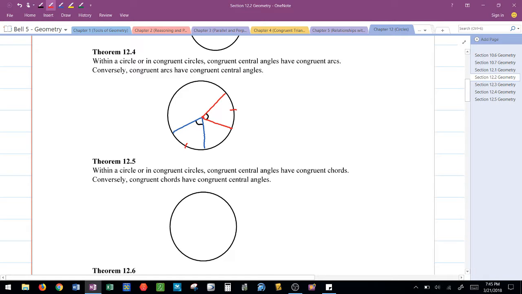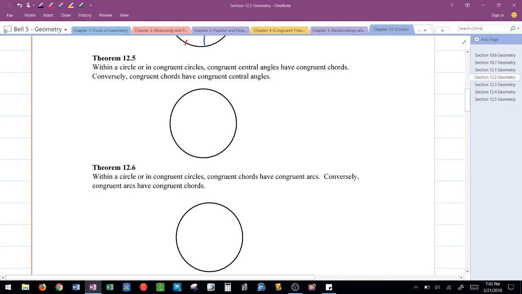So if the angles are congruent, their arcs must be congruent. And again, remember, we're dealing with a central angle. And if the arcs of central angles are congruent, then the angles must be congruent. Let's take a look at Theorem 12.5. It says within a circle or congruent circles, congruent central angles have congruent chords.